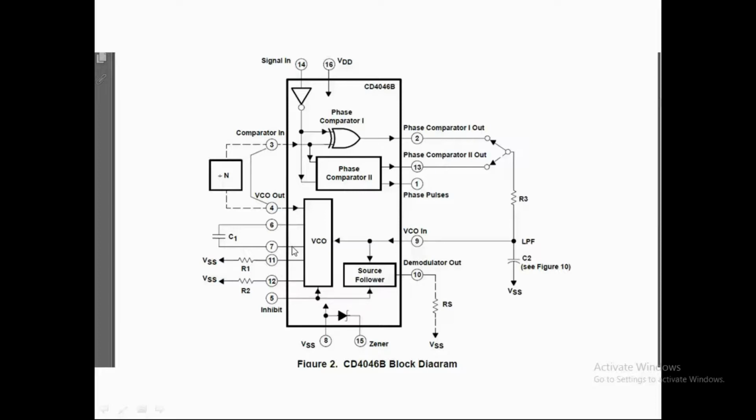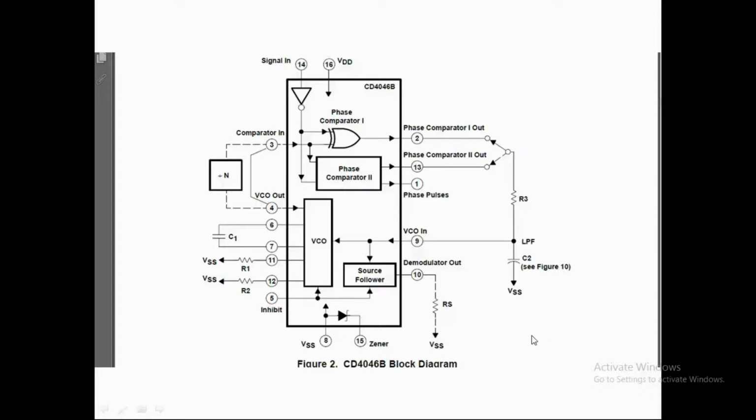A logic 0 on the inhibit input enables the VCO and the source follower, while a logic 1 turns off the VCO and source follower to minimize standby power consumption. The user must supply a loop filter in a closed loop to operate the PLL. The high input impedance of the 4046 makes it easy to select external components.